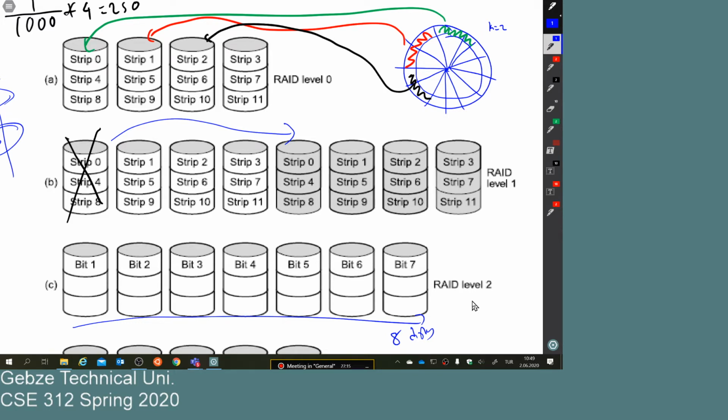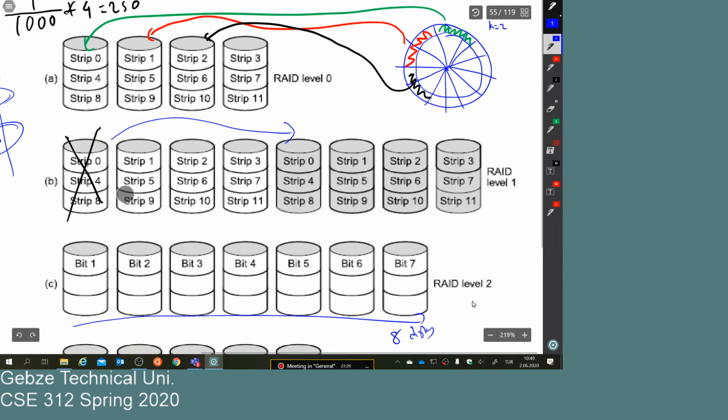Although it is nice, as I said, if an application needs the data by sector, first the first sector, second sector, third sector, fourth sector, etc. in sequence, this will not be any faster than A or B, level 0 or level 1. It will not be any faster than a single disk.